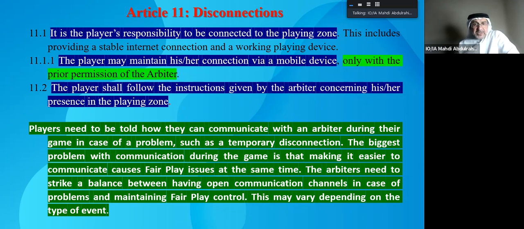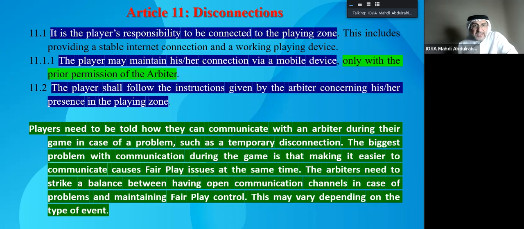So players need to be told how they can communicate with the arbiter during their game in case of a problem, such as temporary disconnection. Okay, what happened? Temporary disconnection. You can go try or change position. I remember some school championship, the students went to a cafe to search for a good connection, and they were playing from the cafe.